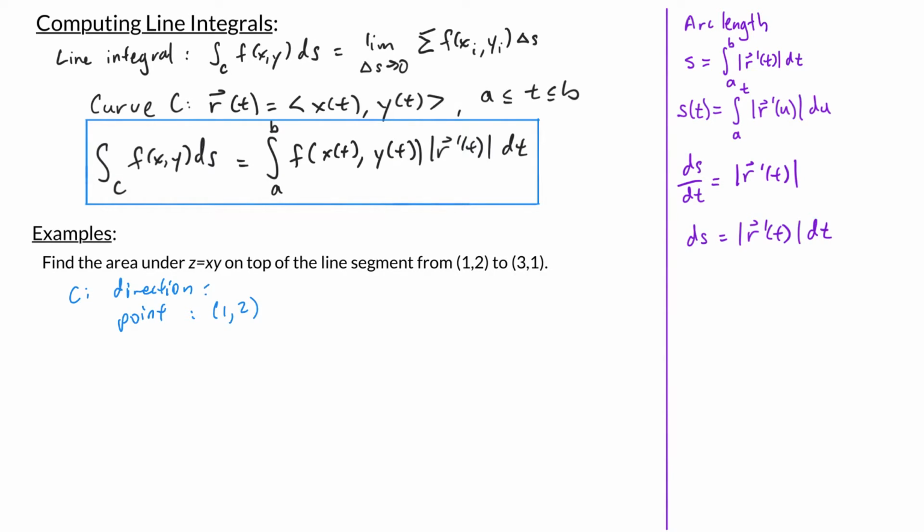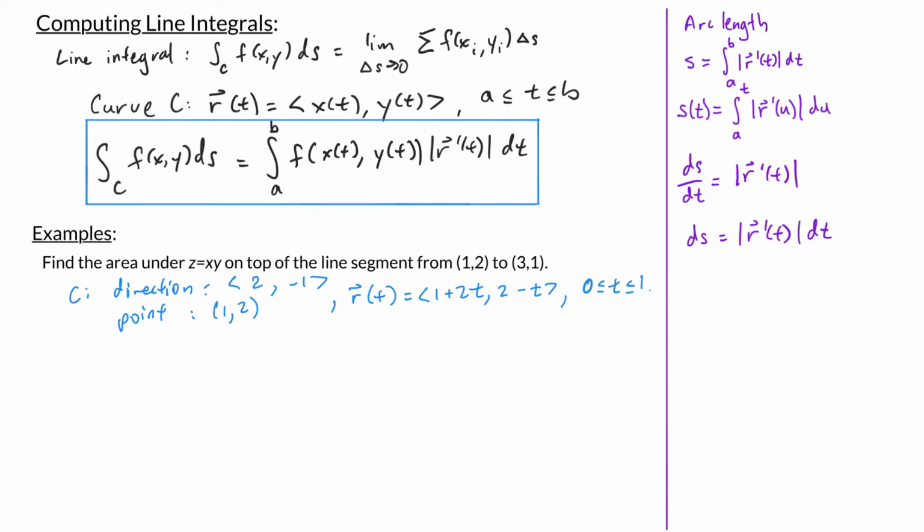The direction we can calculate by taking the difference in the coordinates. So 3 minus 1 gives me 2, and then 1 minus 2 for the y-coordinate gives me negative 1. With these two pieces of information, we can write down our parameterization. r of t equals 1 plus 2t for the x component, and 2 minus t for the y component, where t goes between 0 and 1.